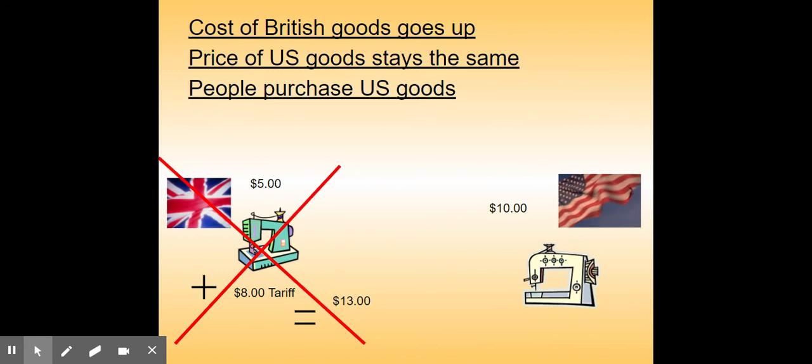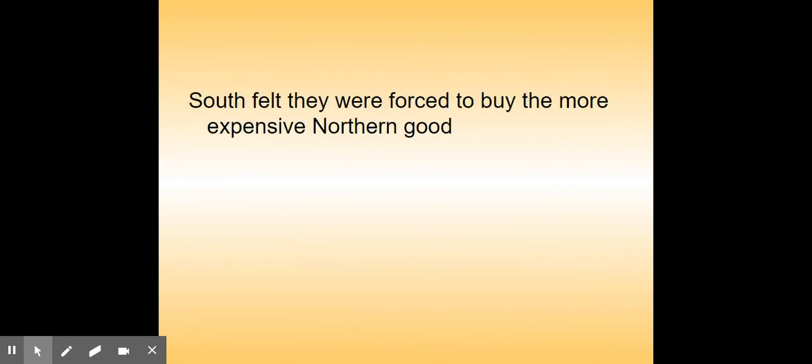And there are going to be people in the South and the West that say, look, we couldn't afford the $10 machine to begin with. That's why we weren't buying it. We could afford the $5 machine. But now we can't afford either one because of this tariff. That $5 machine is now $13, and that $10 machine, which we couldn't buy to begin with, is still $10. So now we can't buy either one. The South feels it is being forced to buy more expensive northern goods.